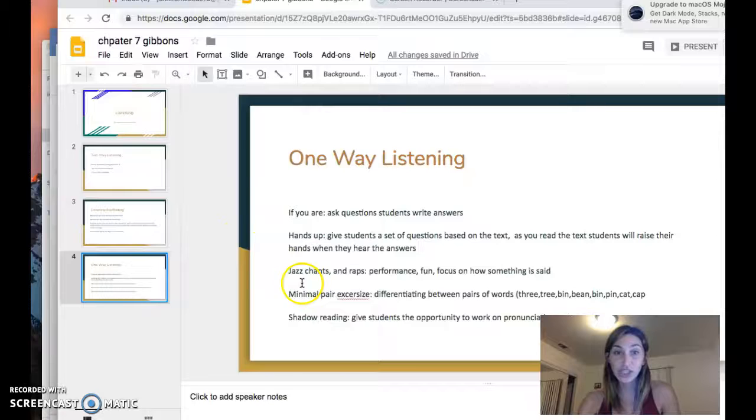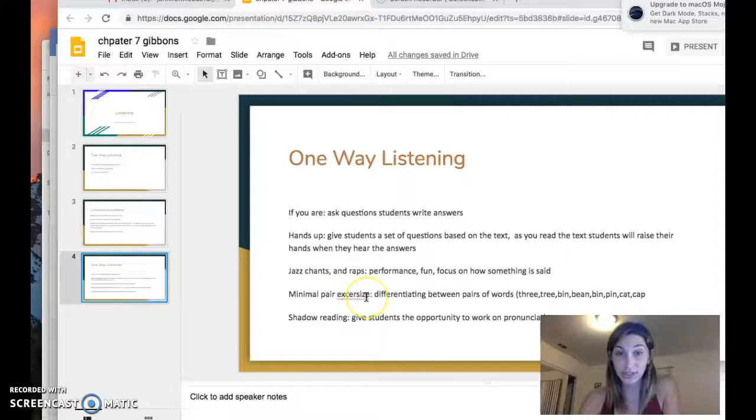Then jazz, chants, and raps. Performance fun, focus on something that is said. This is a fun way to learn another language, and also in general, there is so much you can learn from a song, such as Feliz Navidad. That's how I know Merry Christmas. So just understanding words and picking apart, you can learn a language, at least words and language.